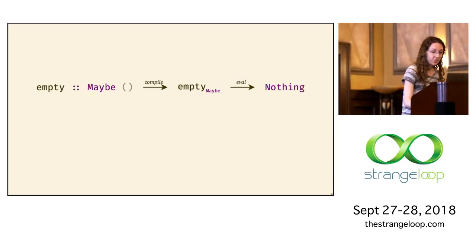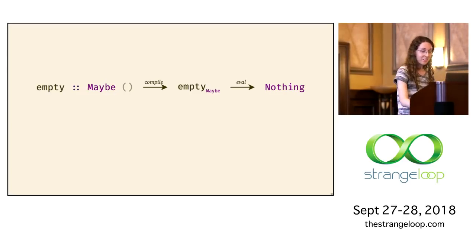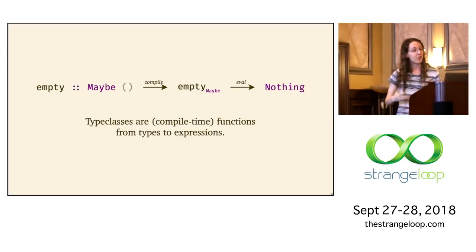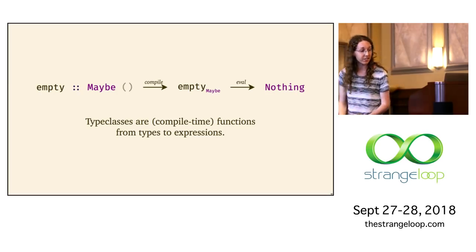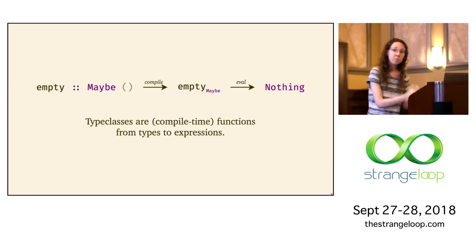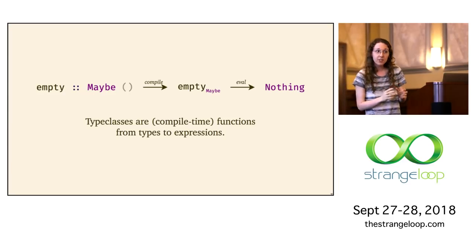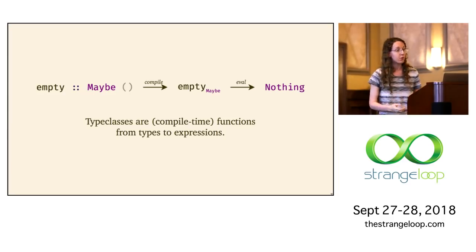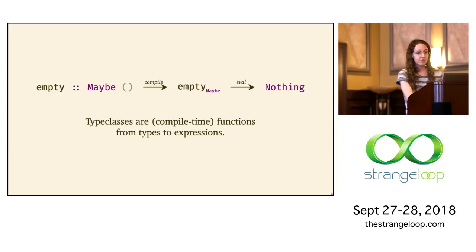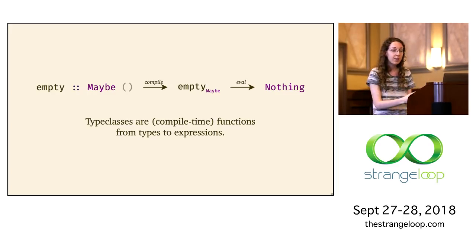Now, why is this interesting? Well, this whole detour is relevant because type classes are therefore compile time functions from types to expressions. And this is really interesting because this is kind of similar to what I was talking about with macros earlier, where macros are functions from expressions to expressions. Now we have compile time functions from types to expressions.